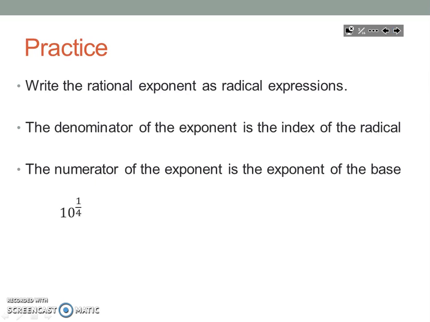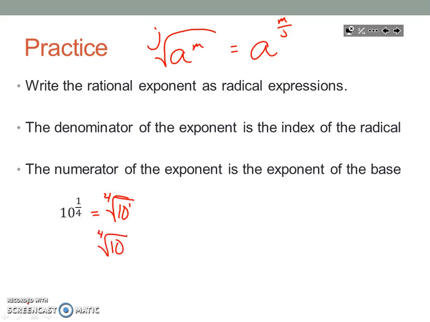Starting out, I've got 10 to the 1/4 power. So again, remember jam. Remember that Mr. Schieber dunked over Jaron. So that 4 is in the same spot as my j up here. So this is going to equal the 4th root of 10 to the 1st power, which is really just the 4th root of 10. 10 to the 1st power would just be 10. Now we're not going to be able to simplify that any further than that.